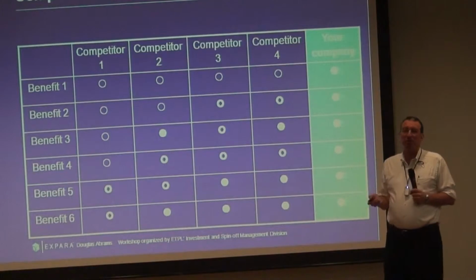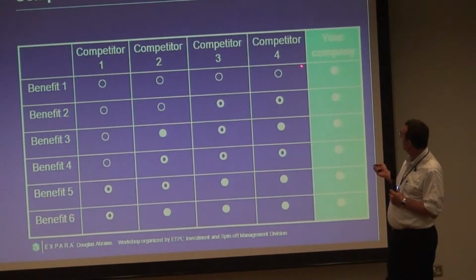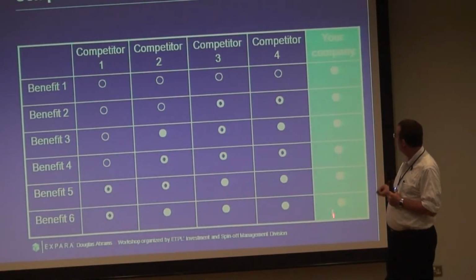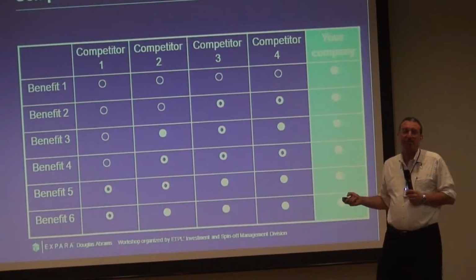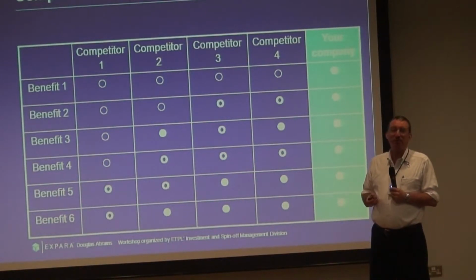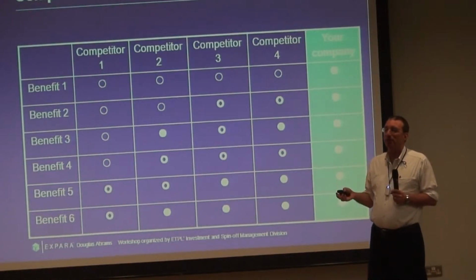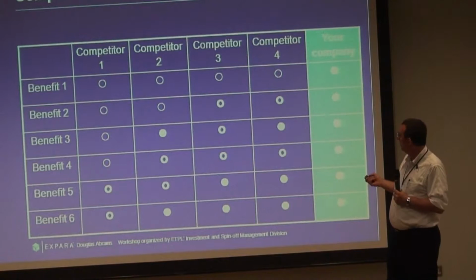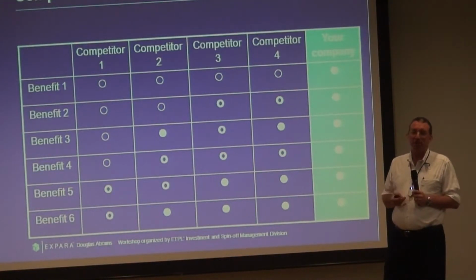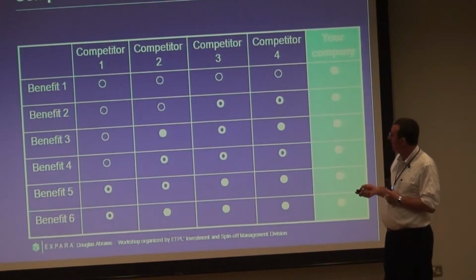Things to watch out for when you do a diagram like this. Sometimes I'll see the company has delivered a diagram where they have all full circles and everybody else is blank. This is unrealistic because either the competitors are too carefully chosen or the benefits are too carefully chosen. Alternatively, sometimes there are too many filled in circles, in which case a benefit is not really a differentiator. So you have to balance those two.